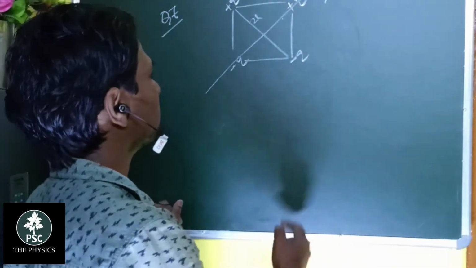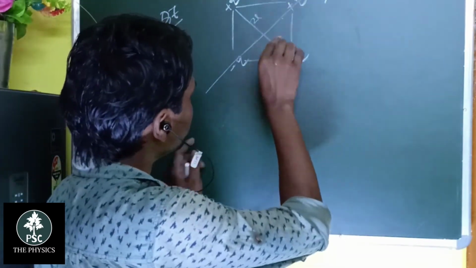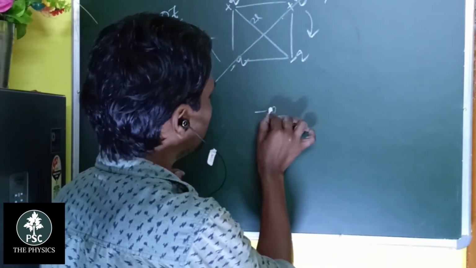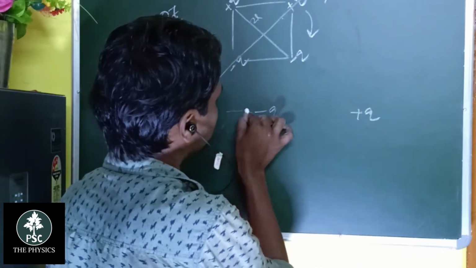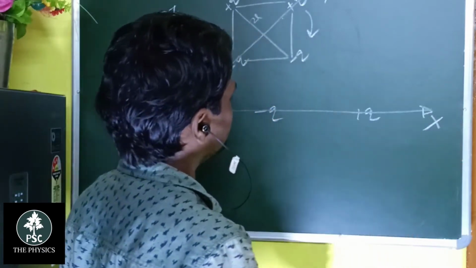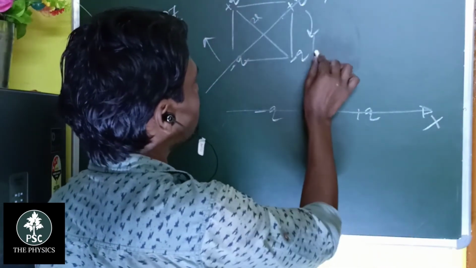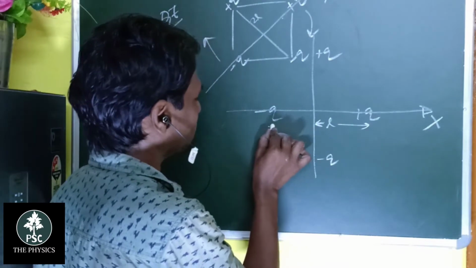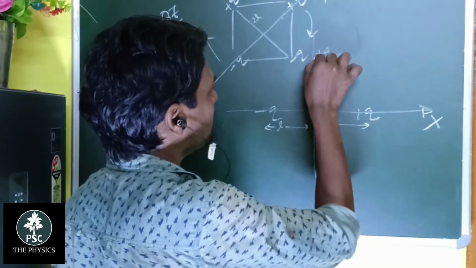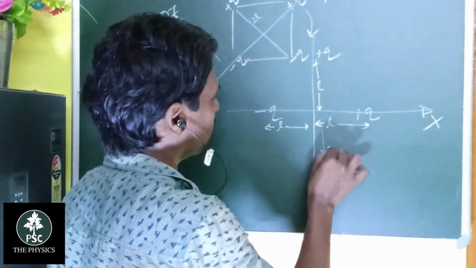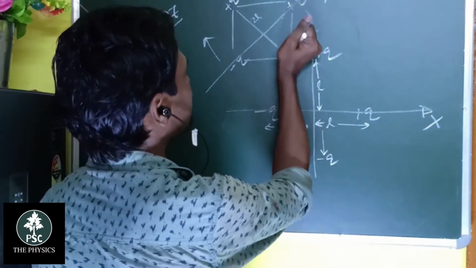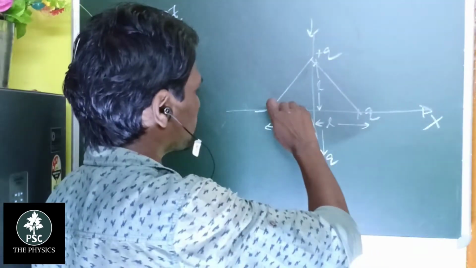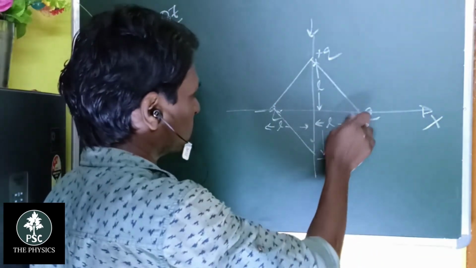So this is x, and for the coordinates, here it is minus Q and here it is plus Q along the x-axis, and along the y-axis this is plus Q and this is minus Q. This distance is L, and this one is also L, and this one is also L. So this is a square.